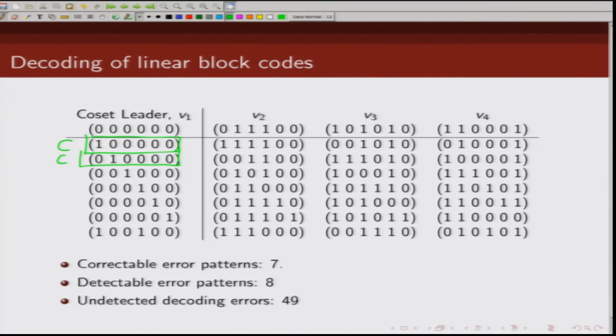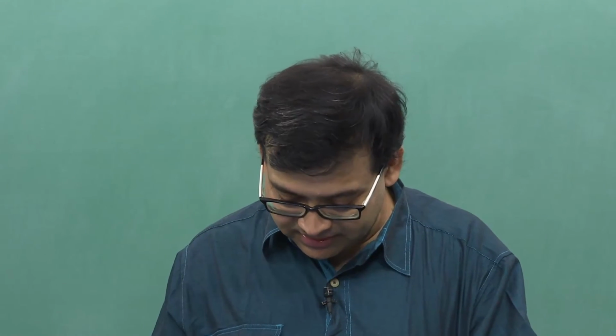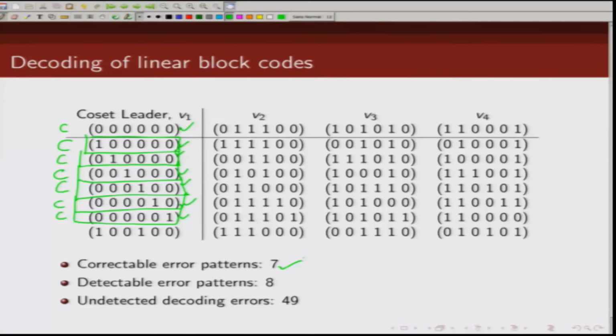Similarly, we can see from other rows also this single error pattern is correctable, this single error pattern is correctable, this is correctable, this is correctable. These are all correctable patterns. So, when I talk about correctable patterns, essentially I mean if you get this, of course, this is no error case, which also I am counting in correctable pattern. So, these 7 patterns, if these are the error patterns, then it is correctable. So, these are the 7 correctable patterns.